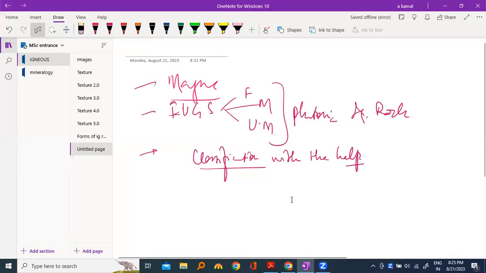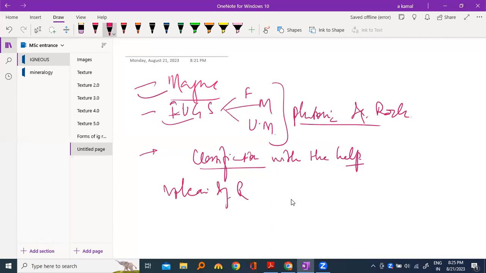चलिए। तो हम लोग बात कर रहे थे कि हम लोग मैग्मा पढ़ चुके हैं, IUGS में हमारा प्लूटोनिक रॉक कवर हो गया है। Today I will try to cover volcanic igneous rock.